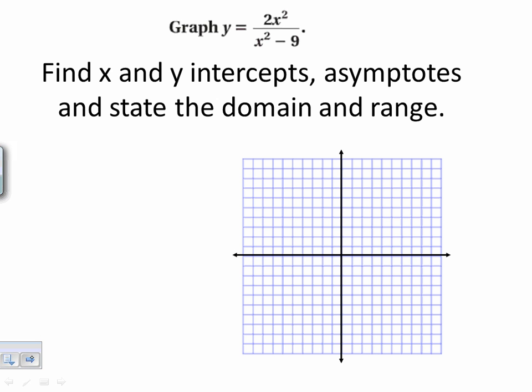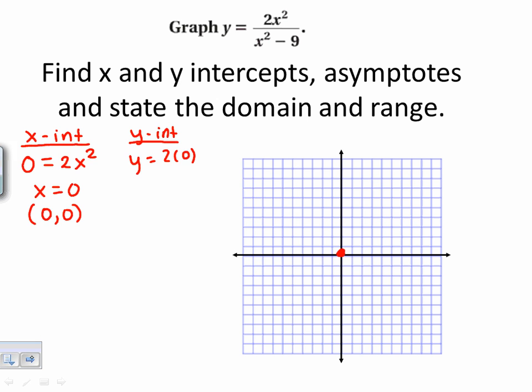Let's find the x-intercept first. So I plug 0 in for y, and again, I only need to look at the numerator. And here I see that x would be 0. Find our y-intercept. And I got out that same point, 0, 0.